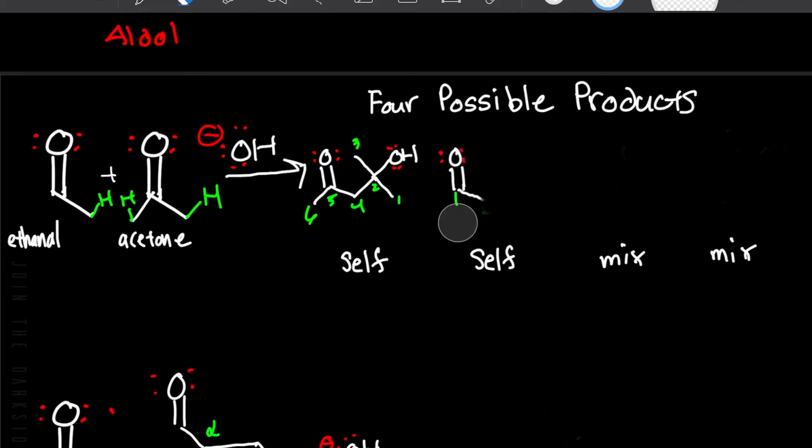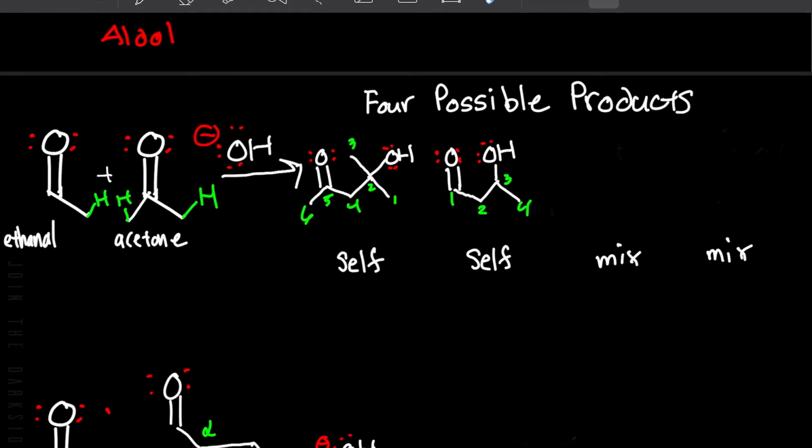Our second self product is going to be ethanal reacting with ethanal. As you can see, this product has 4 carbons in total, which does make sense because ethanal has 2 carbons, and when you react 2 ethanals together, you should have 4 carbons in total. One ethanal is going to remain as an aldehyde, and then the second ethanal is going to have the aldehyde become an alcohol. Now the last 2 products are going to be a combination between ethanal and acetone.